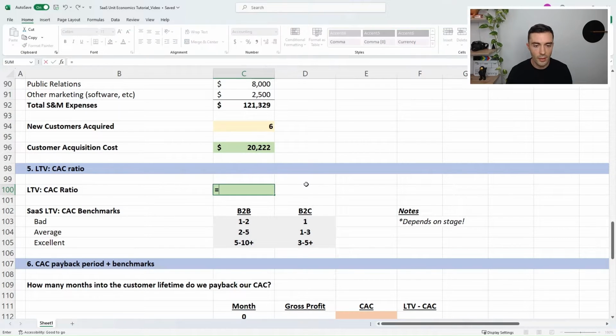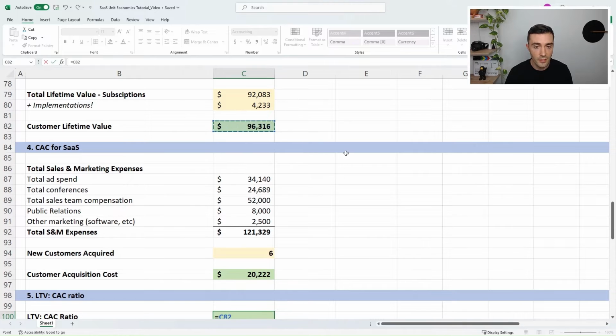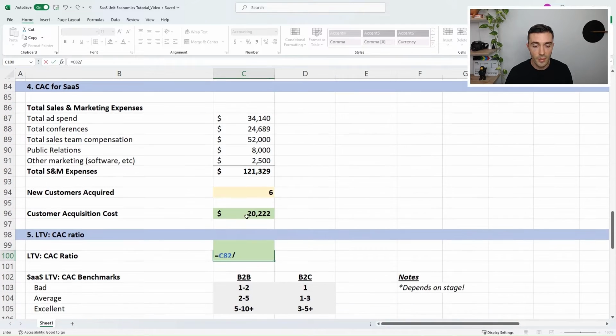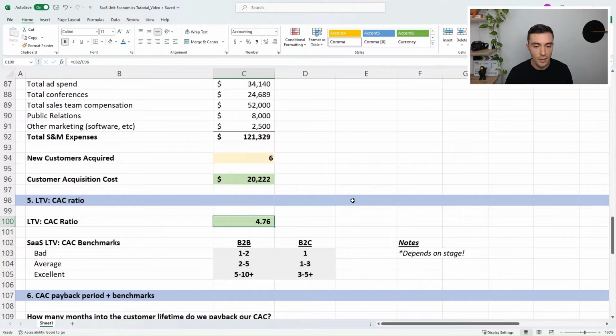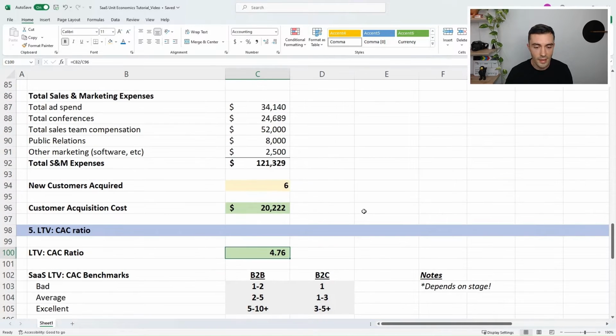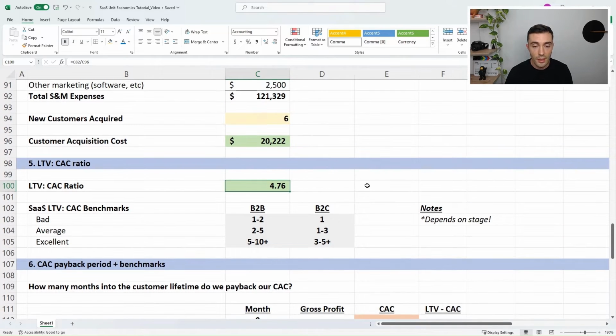Okay, in section 5, now let's talk about the LTV to CAC ratio and what it means. First off, we've already calculated all of our data. So we have the LTV, which is 96,000, divided by our CAC, which is 20,000. Here we see that we have a 4.76 LTV to CAC ratio. This means for every $1 that we put into marketing, we make back $4.76 of profit. That's a very good return on investment if you're acquiring customers and making back 5 times that investment over the lifetime with each customer.